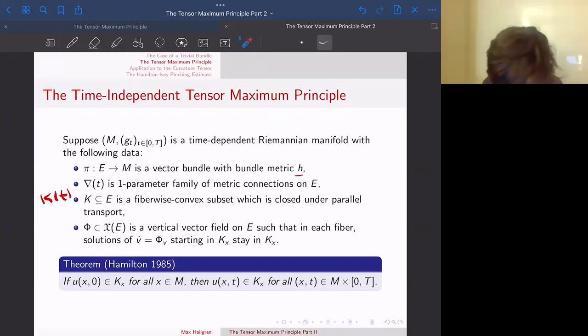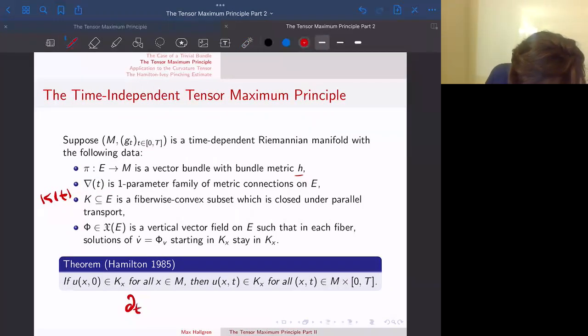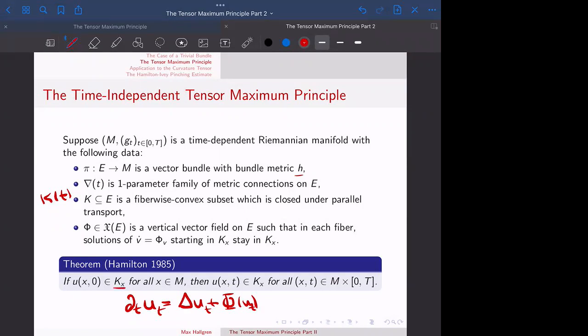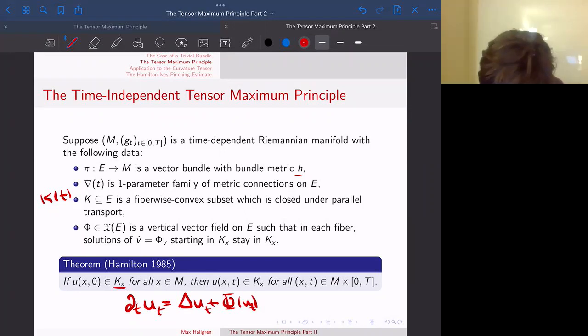Okay. So this was again proved in Hamilton's paper, and he just says that if you have, oops, I forgot to write down that you have a solution of the equation Laplace u plus b of u. So here u is going to be a section of this vector bundle. You think of it as a time varying section, or one parameter family of sections. So if a solution of this equation starts in your convex set, then it will stay in your convex set for all future time.